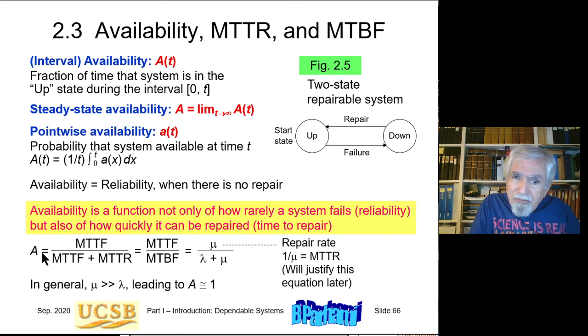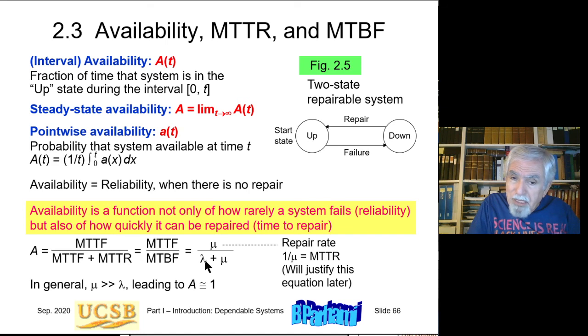So the steady state availability is given by this formula: mean time to failure divided by mean time to failure plus mean time to repair. Repair doesn't usually take a constant amount of time because some failures are easier to fix, others take longer. So to model this situation, we define a parameter, just as we have failure rate lambda, we have something called the repair rate, mu.